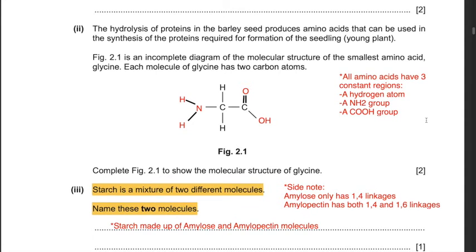And a hydrogen atom is already given. The fourth group is simply an R group. It can be a hydrogen atom or any other R group. Key thing to remember is that all amino acids have 3 constant regions. What are they? A hydrogen atom, a NH2 group and a carboxyl group or a COOH group.